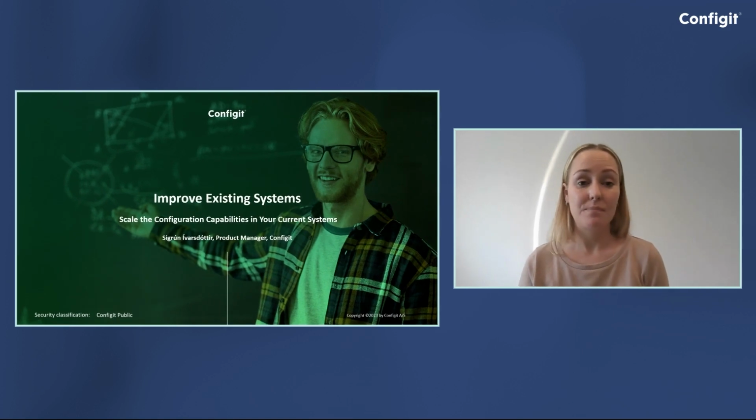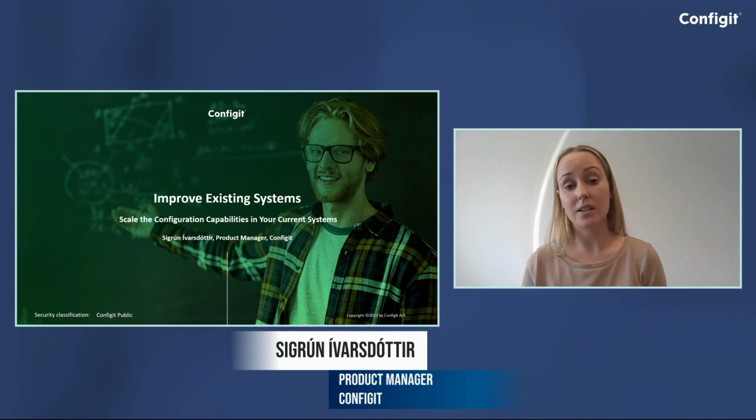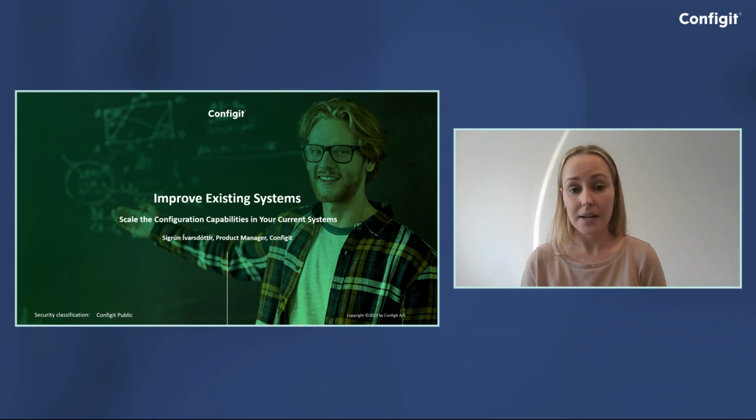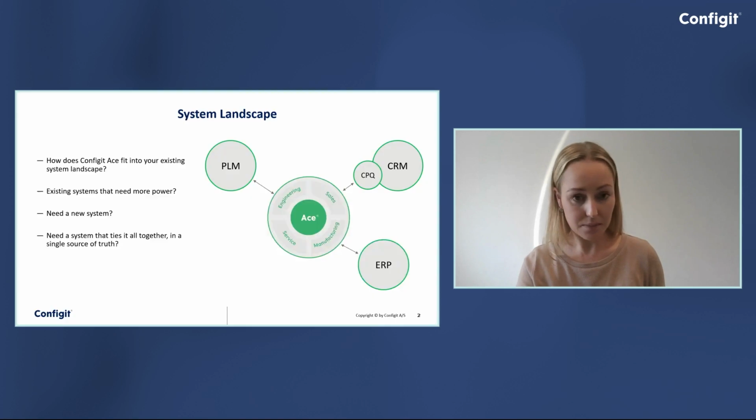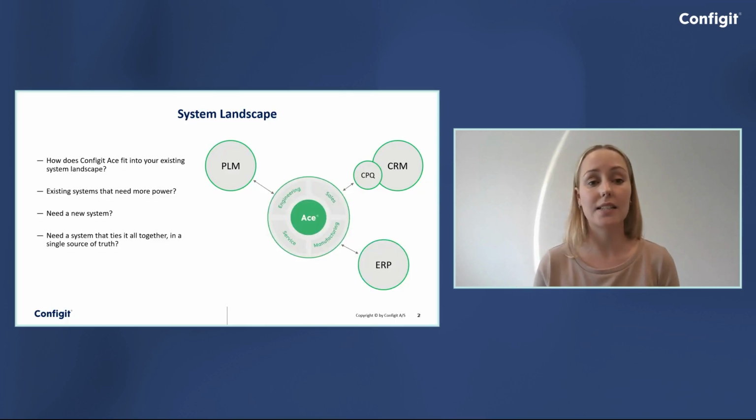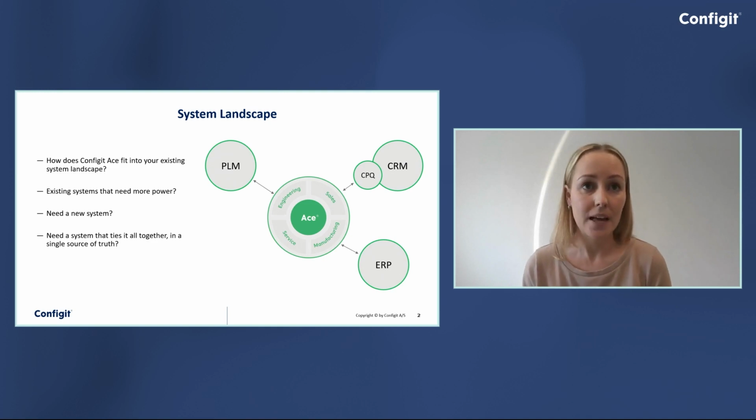So now we have been seeing how you create product models and how you get that published to consuming applications by creating these configurators using our platform APIs. But then the question is, how does this fit into your existing systems? And how does it fit into your existing system landscape?